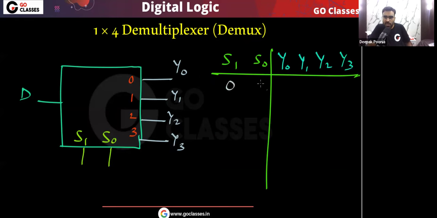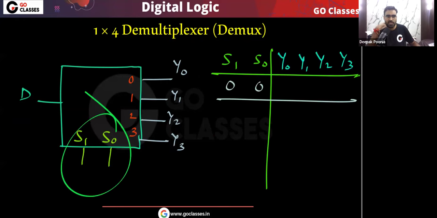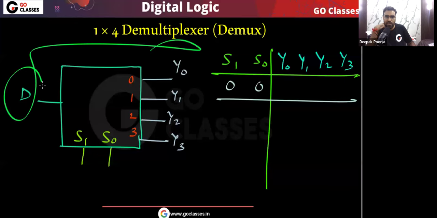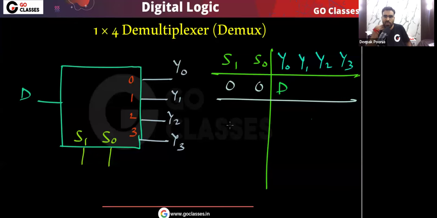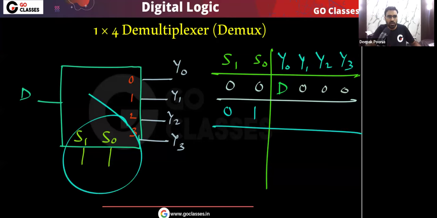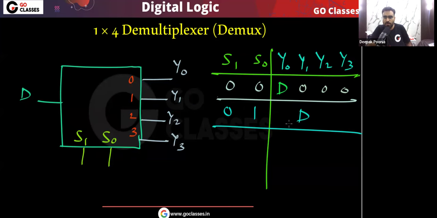Now remember, when S1 S0 are both 0 0, in this situation, this output line y0 will be activated, means this data will appear on y0, means y0 will be equal to D. And what about the remaining? The remaining will be 0 0 0. Very simple. And when the select lines are 0 1, then this output line y1 will be activated, means this data will go on y1, means y1 will be equal to D, and the remaining will be 0 0 0.